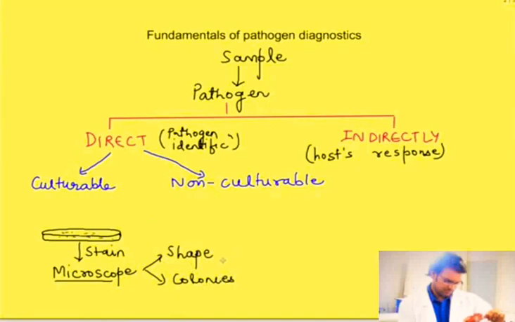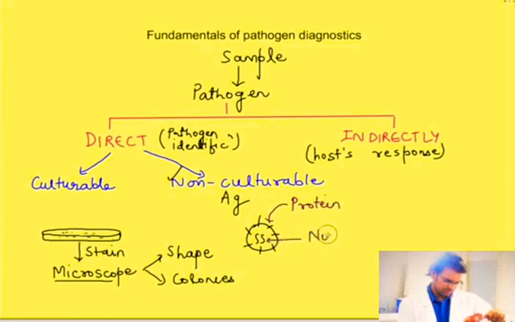Now all this cannot be done for non-culturable pathogens. For non-culturable pathogens, we have to detect the presence of pathogen antigens, which will directly establish the presence of the pathogen. These antigens are basically proteins present on the cell wall of the pathogen. See, that's why we need to know about the structure of the pathogens.